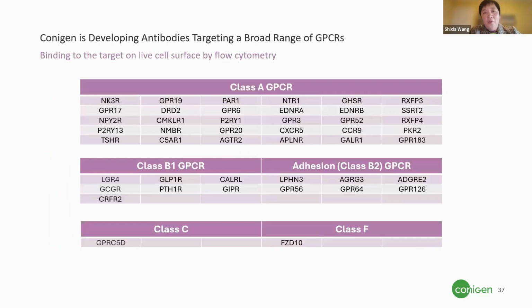Here we only show the examples of GPCR targets. We have developed antibodies against a broad range of GPCR targets. Here are a few examples. The antibodies not only bound to the protein, but more importantly, can bind to the target on the cell surface by flow cytometry. These targets, you can see, covered many of the class A molecules, class B molecules, and also class C and F targets.